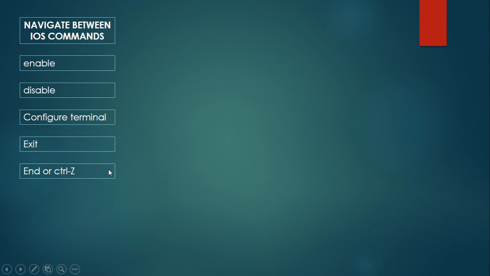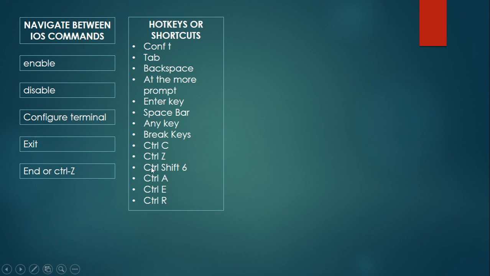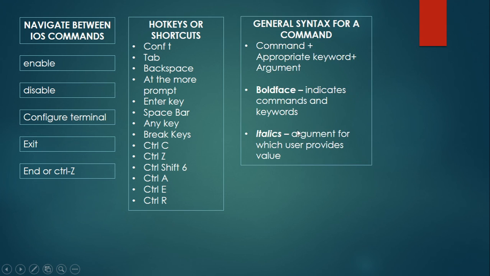Enter Control Z to return to privileged exec. Then the hotkeys or shortcuts: conf t for configure terminal, tab for completing the command that you type, backspace for deleting, and the more prompt with enter key, spacebar, or any key. Break keys are Control C, Control Z, Control Shift 6, Control A, and Control R.